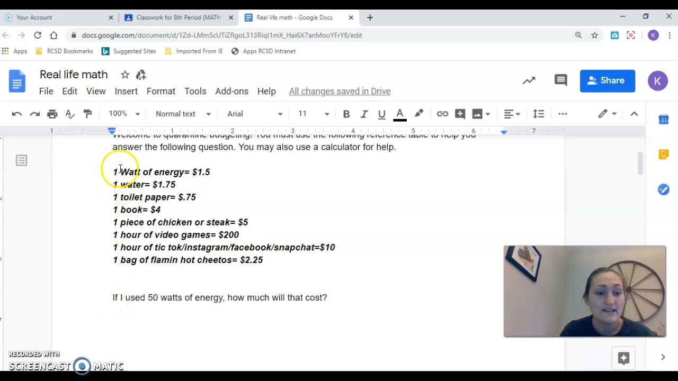Okay, so then it tells me 1 watt of energy is going to cost me $1.50. 1 water costs me $1.75. 1 roll of toilet paper costs me 75 cents. 1 book costs me $4. 1 piece of chicken or steak costs me $5.